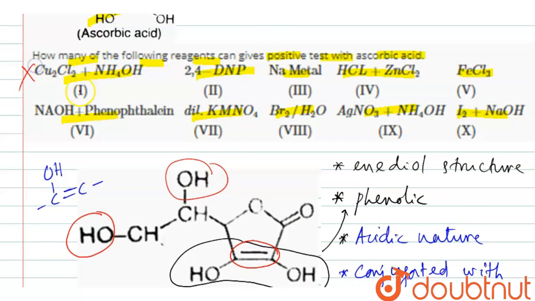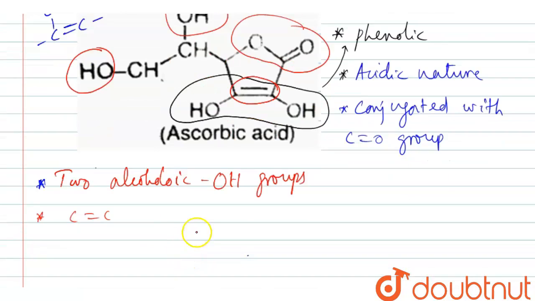It does not react with cuprous chloride and ammonium hydroxide, which give the tetraamine copper chloride mixture. It will not react with 2,4-DNP because only carbonyl compounds react with 2,4-DNP, but it does not have a free carbonyl group. This carbonyl group is associated with oxygen, forming an ester-like structure. Therefore, it is a lactone, and there is no free CO group.